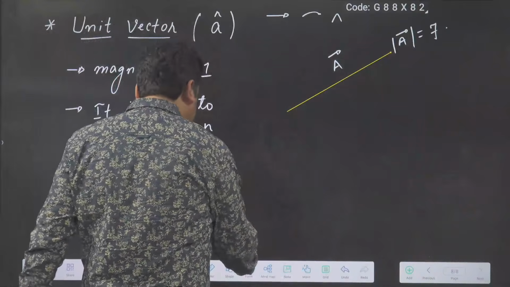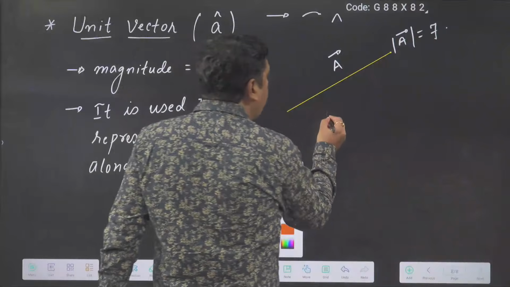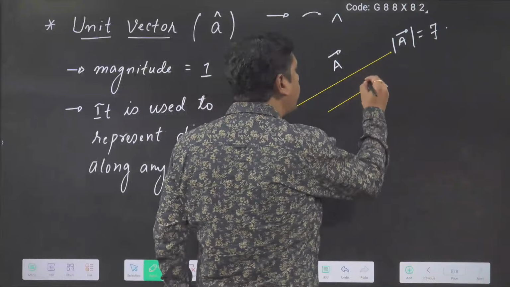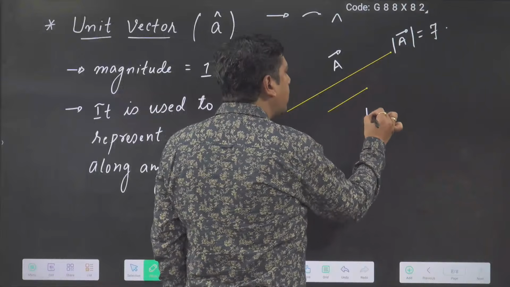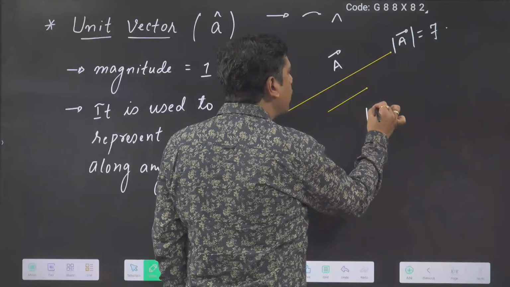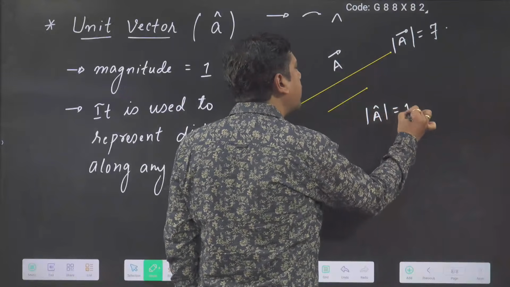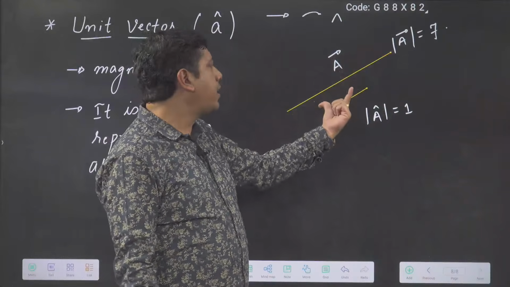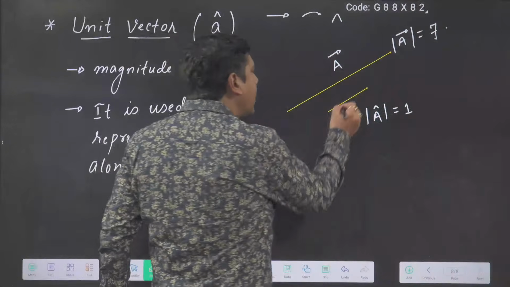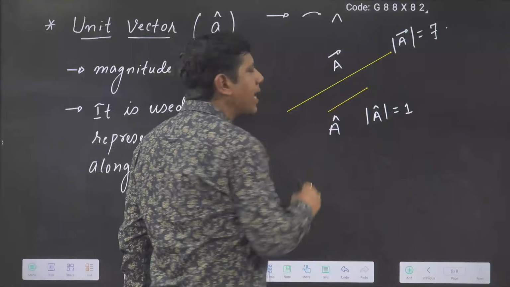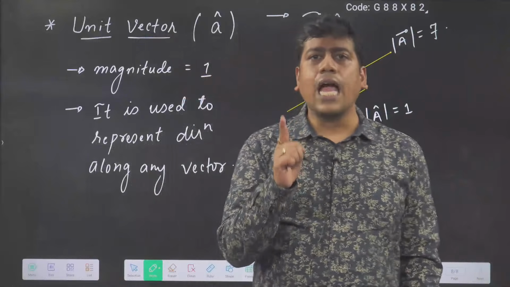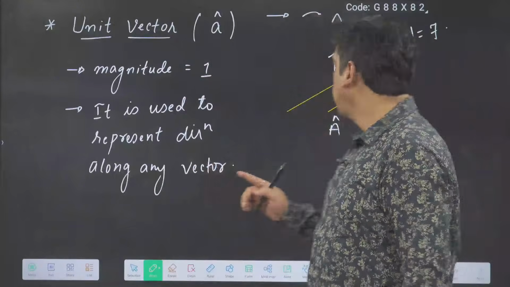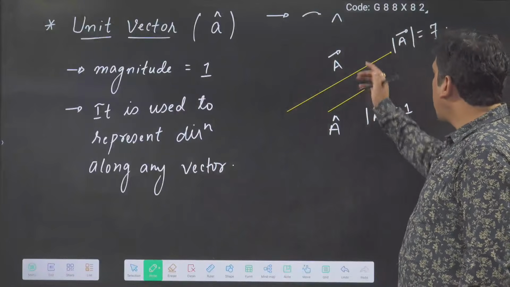It simply means I will draw a vector parallel to a vector, but I will keep its magnitude 1. This is magnitude 7, but I will draw another vector whose magnitude is 1, and I will call it a cap. A cap will always have magnitude 1.